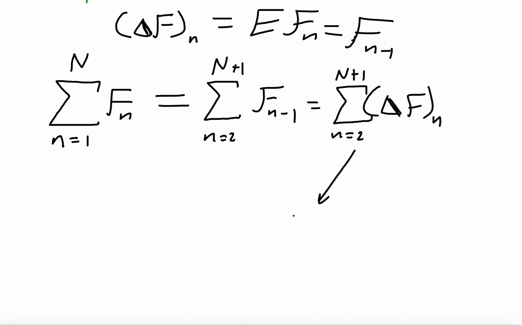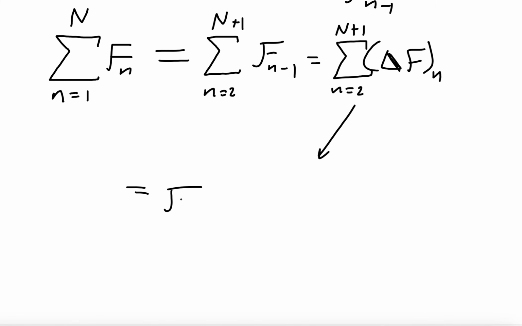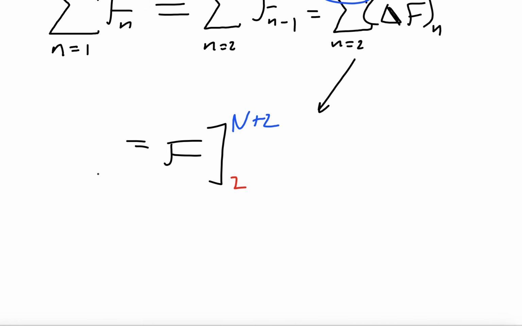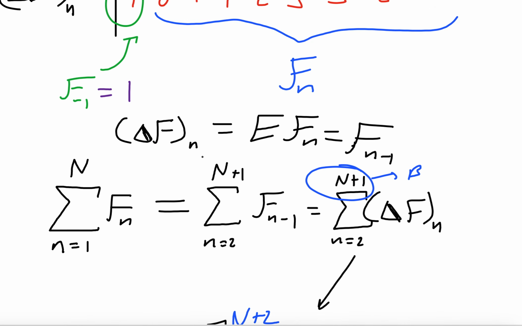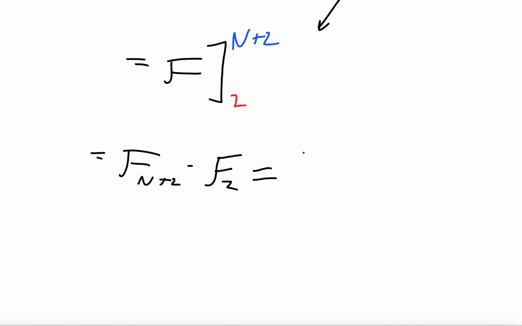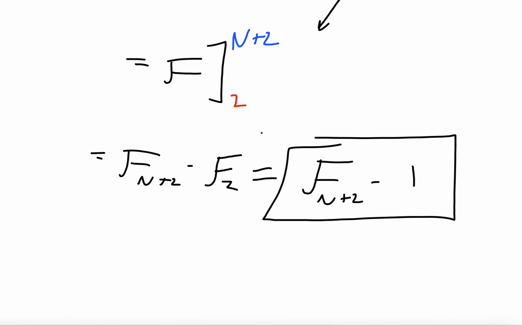This, by the fundamental theorem of discrete calculus, is going to equal just the Fibonacci sequence evaluated from b plus 1. So if this is b, then b plus 1 will be big N plus 2. And then a is 2, so we just remain at 2. And that's going to be equal to f at n plus 2 minus f of 2. And in case you forgot what f of 2 is equal to, it's equal to 1. And so therefore the sum of the first n non-zero Fibonacci numbers is going to be f at n plus 2 minus 1. And there you have it, folks. That is exactly what the sum is equal to.